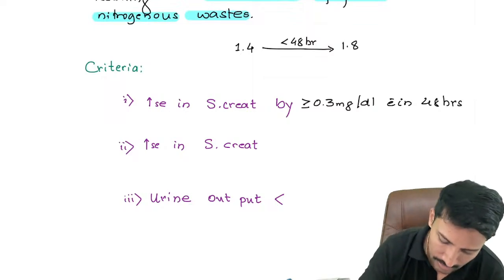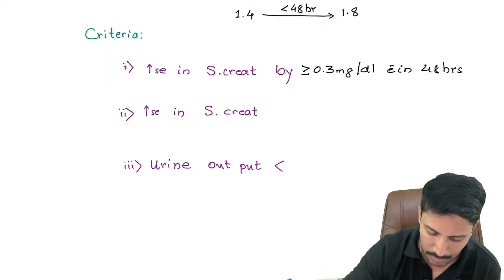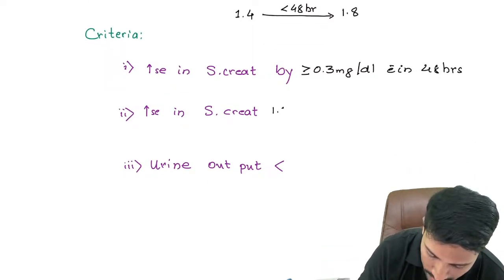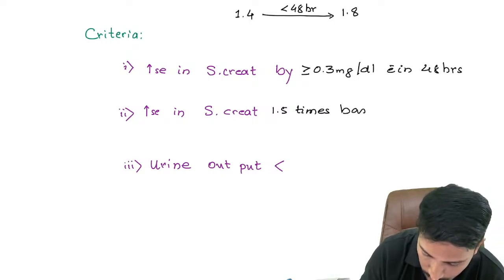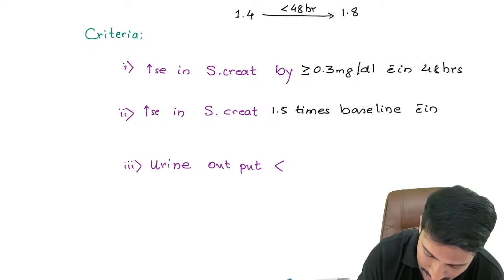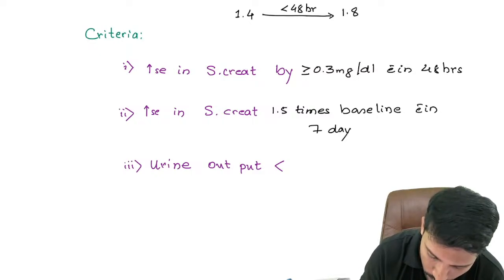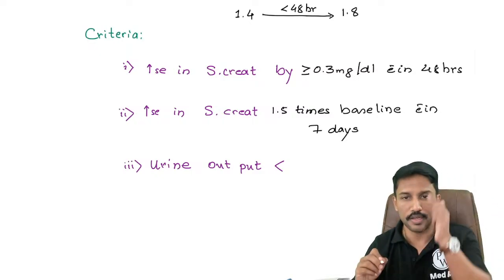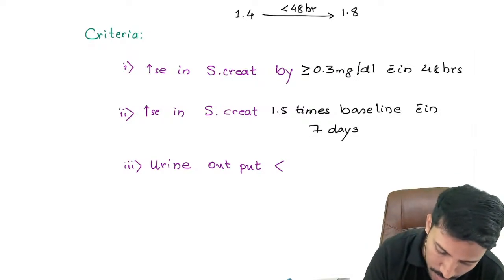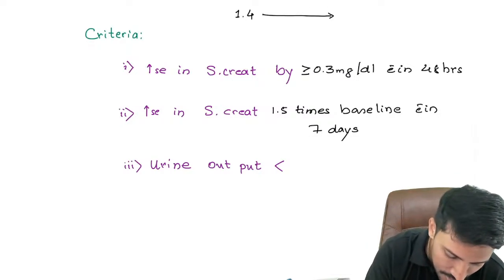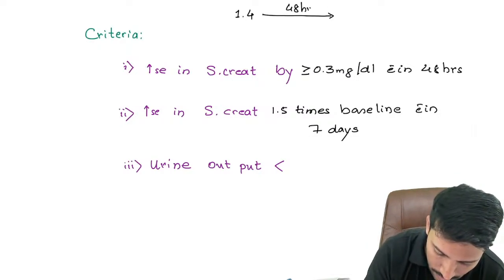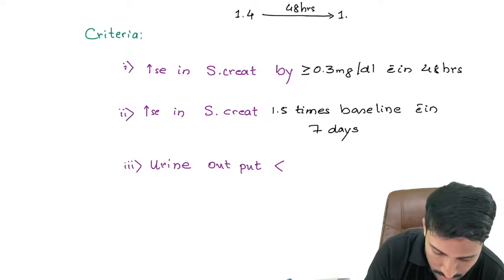Okay. The second criterion is an increase in serum creatinine to 1.5 times the baseline within 7 days or 1 week. Then also it is acute kidney injury, right? Like let us say this patient's creatinine, I checked after 48 hours and it has become 1.6.